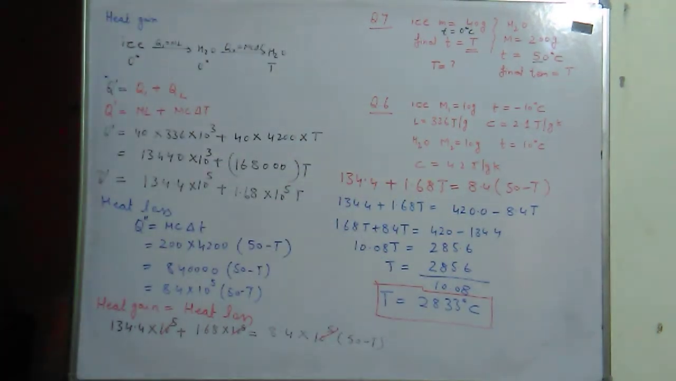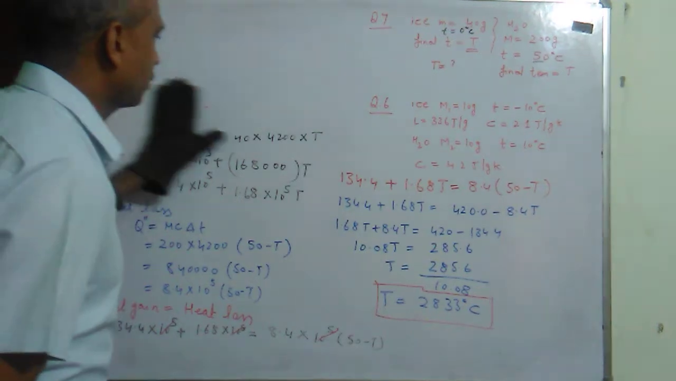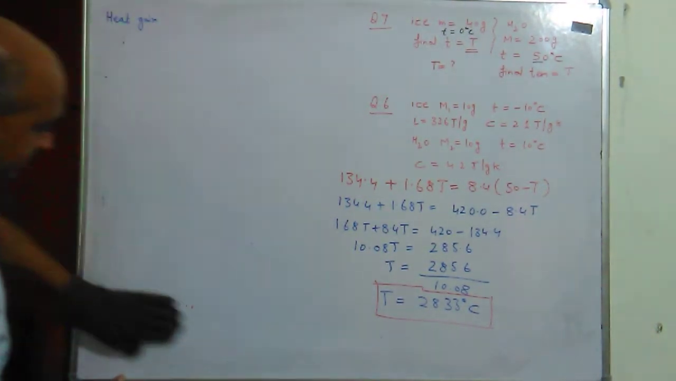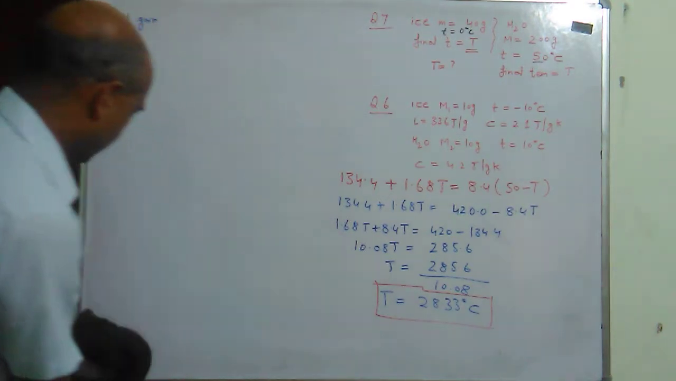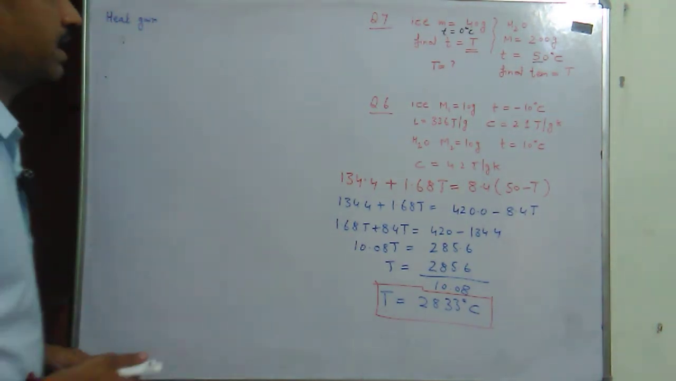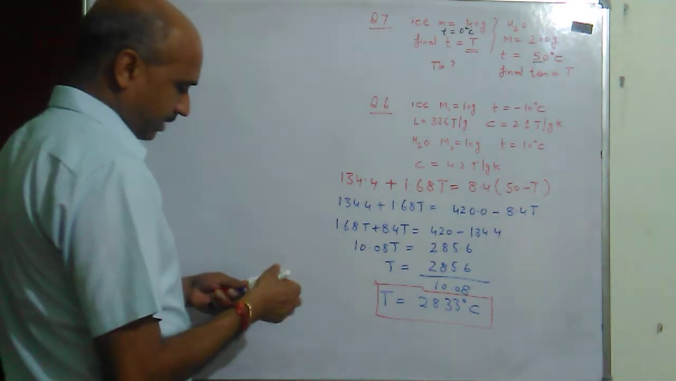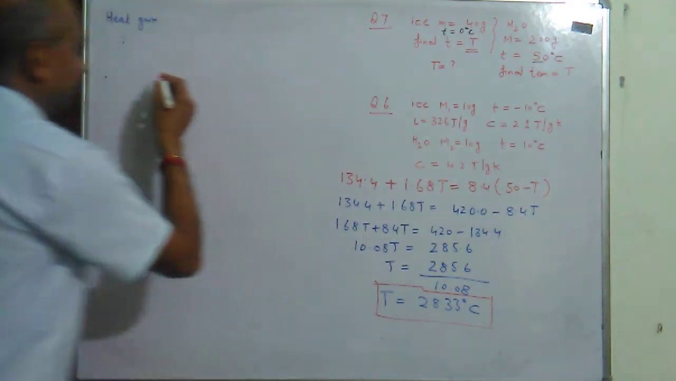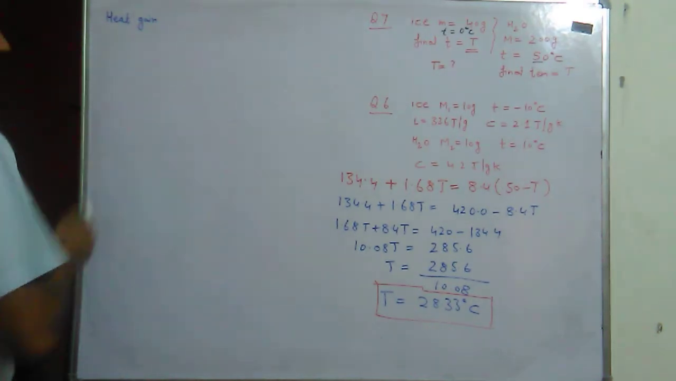Okay. Now, in the same way, question number 6. Let us see what question number 6 is. Question number 6 is again a simple question, not a difficult one, you just have to understand the process. We have 10 grams of ice at minus 10 degrees. So let us find out the heat gain first.